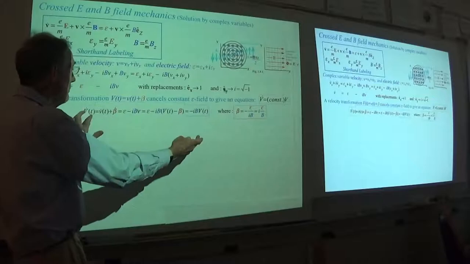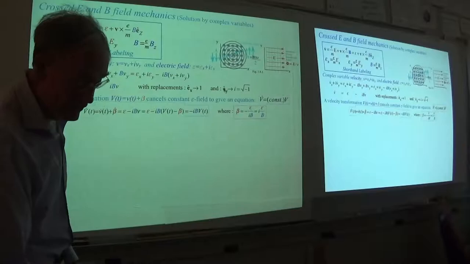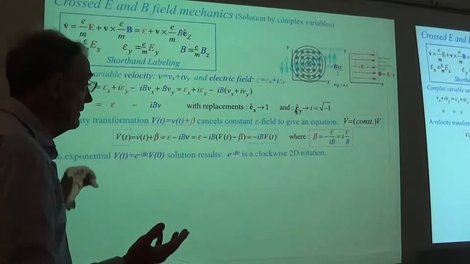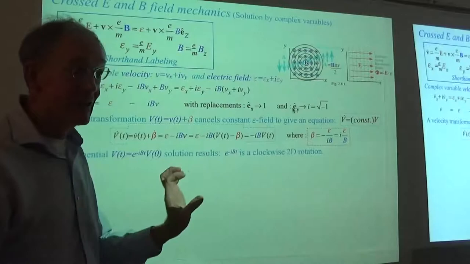So this is a pretty simple equation to solve right here. V dot equal minus IBV, or minus I times V. That is just giving us an exponential. Okay. E to the minus IBT times V zero. That's the solution, all there is to it. Well, what in the heck is that? It's a clockwise, use your left hand for the minus sign, rotation. Remember how I said this is an operator that rotates? Let's use it. And that's the solution.